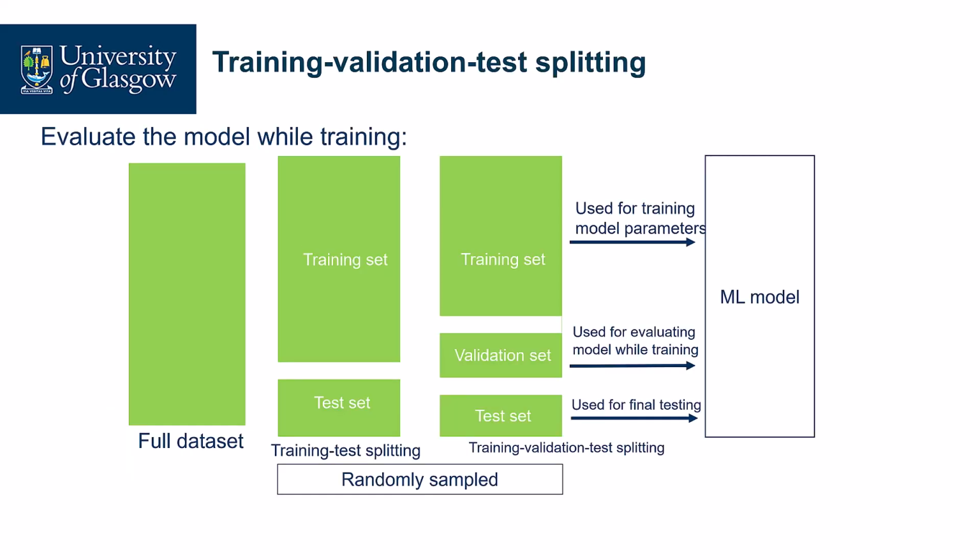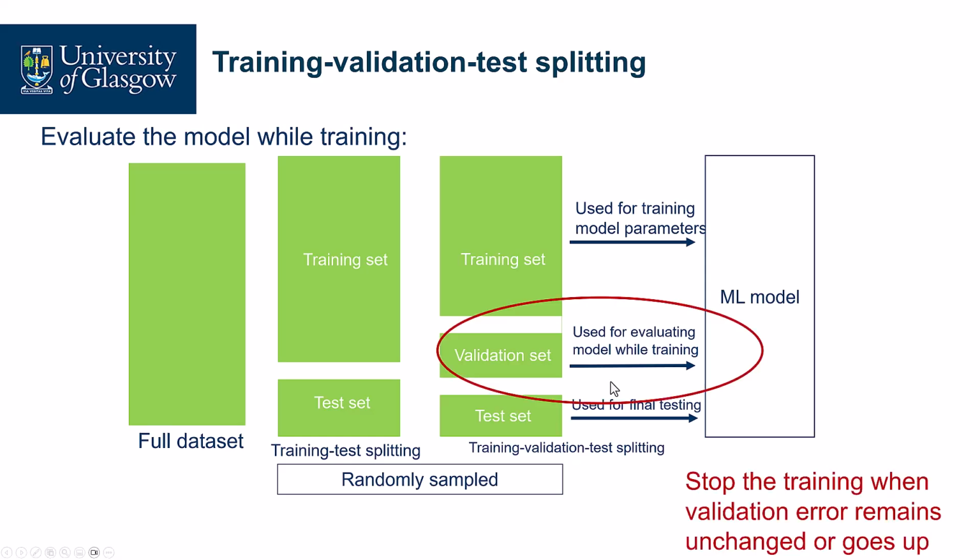Another way is to introduce a validation set. Originally we divide the whole data set into the training set and the test set. The training set is for optimizing the model parameters, and the test set is for evaluating the model. Now we can generate a validation set. This is similar to the test set. The goal is to evaluate the model while training. So how can we do it? We can stop the training when the validation error remains unchanged or becomes worse.